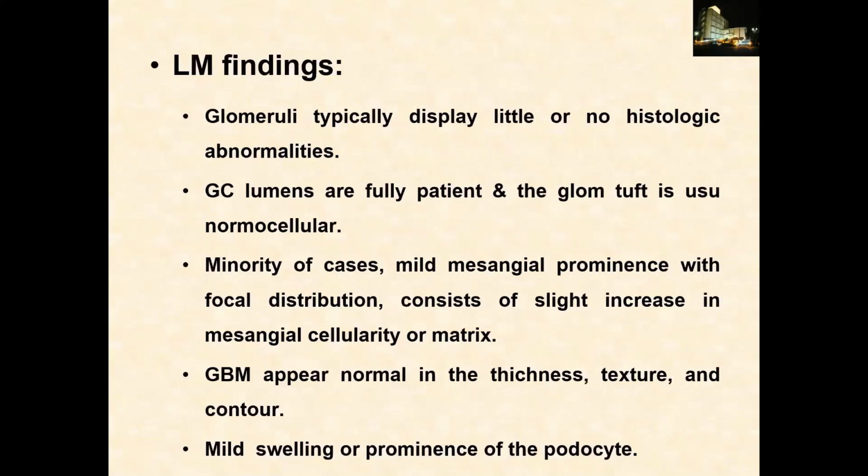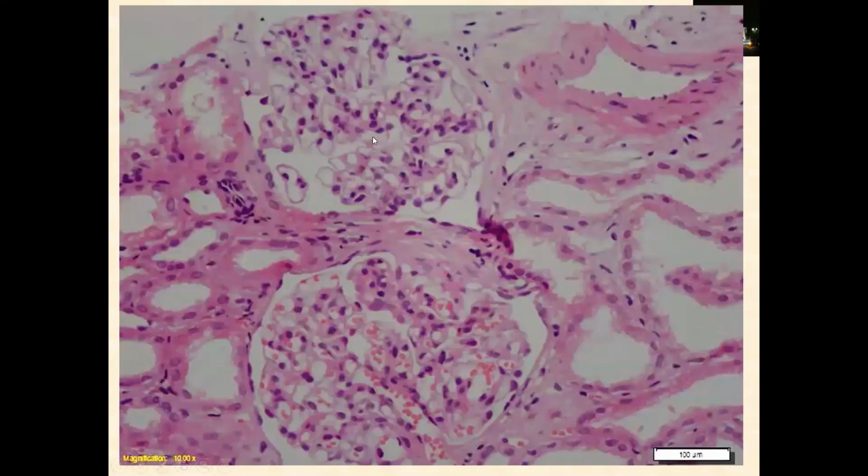By light microscope, typically the glomeruli display little or no histological abnormalities. Glomerular capillaries are fully patent. In a minority of cases, there is mesangial prominence. The glomerular basement membrane appears normal in thickness, texture, and contour. Like in this photo, this photo shows two glomeruli with patent capillary tuft and no mesangial increase and no hypercellularity, and the tubules show normal configuration. Also here a section in an arterial wall, also within average finding.